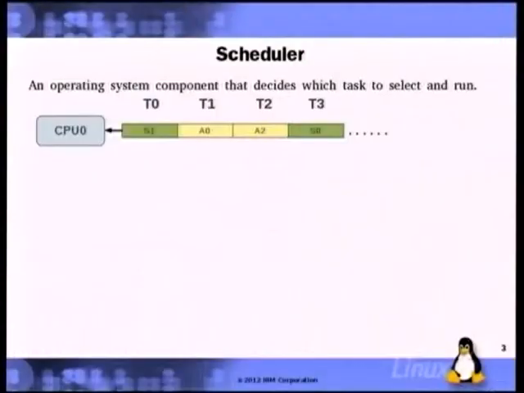So next, what is the job of a scheduler in simple terms? It's an operating system component that decides which task to select and run. On the chart, what we see here is a processing element, CPU 0, and a timeline of T0, T1, T2, T3, Tn. The scheduler basically picks a task and then assigns it to the shared processing element, CPU 0, and it happens one by one. A lot of other things that the scheduler does, but I just wanted to give a brief here.